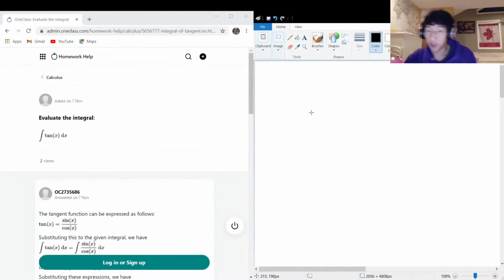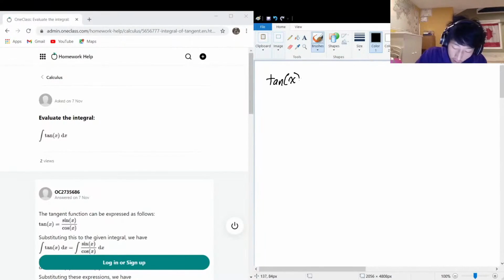Okay, the next question that we got on the menu today is to evaluate the integral of tan x dx. This should not be too bad, but the first thing that we want to mention is that tan x is equal to sine x divided by cos x. And in my opinion, it's going to be a little bit easier to deal with this integral if we do the conversion first.